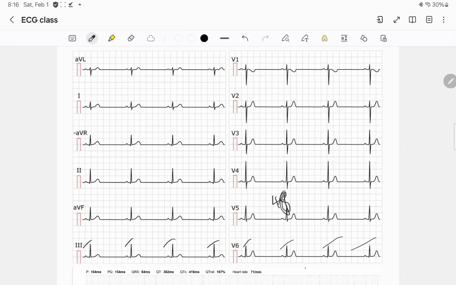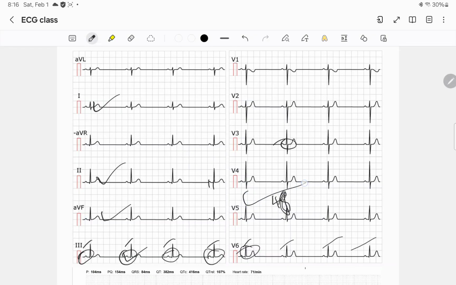So rate, rhythm. The rate is 48. There are P waves before every QRS. What's the P wave axis? The P waves are upright in 1, 2, AVF and 3, so there's a normal P wave axis. The PR intervals are normal and the QRS is narrow. So this meets all the features of sinus rhythm except for the rate.